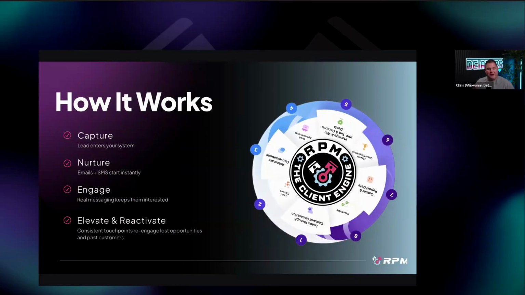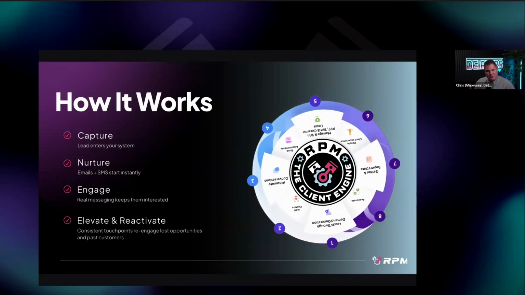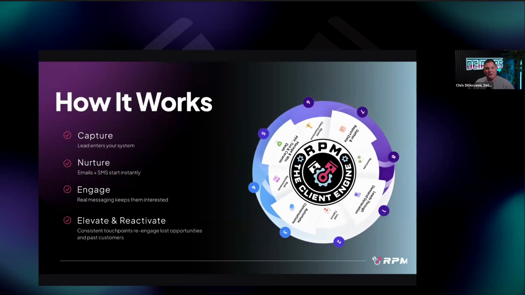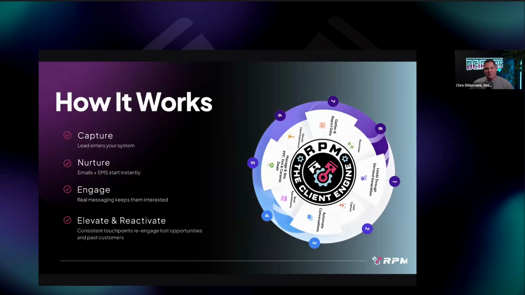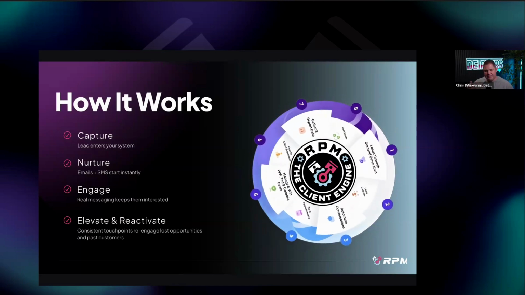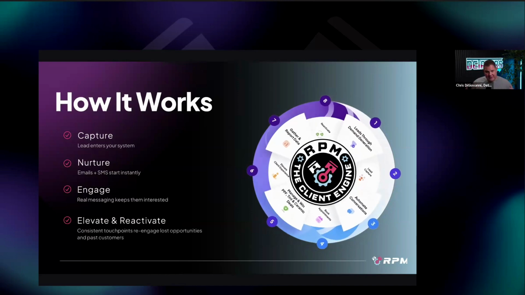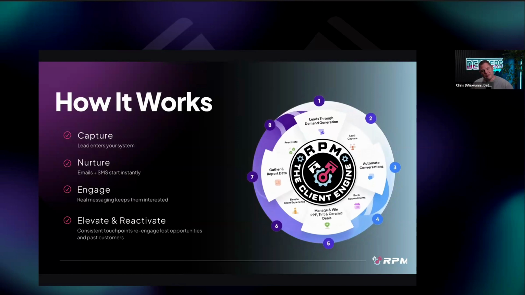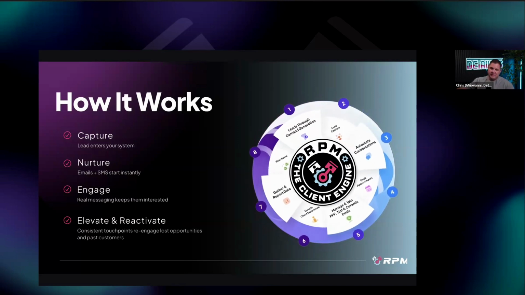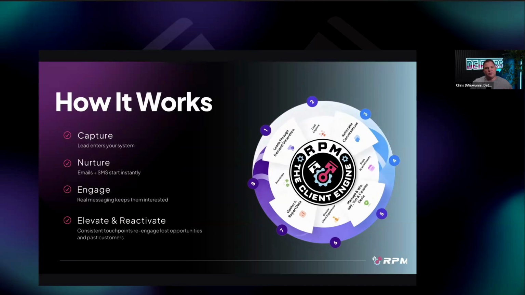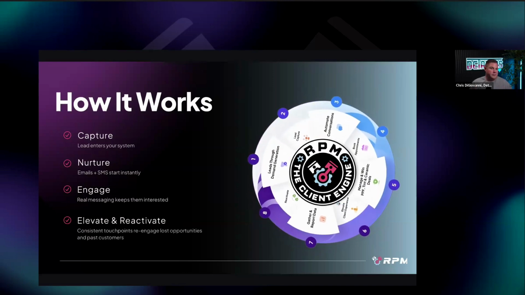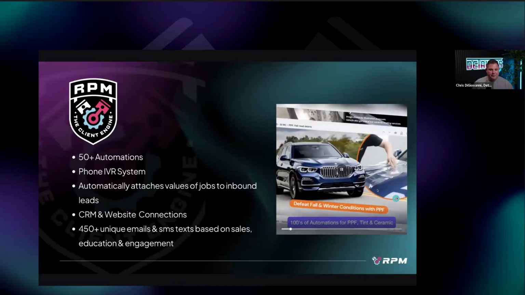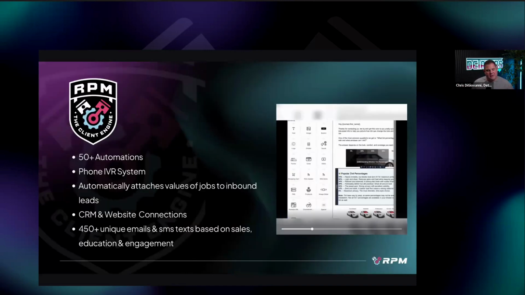So how it works is that RPM at the core captures people, nurtures people, drives engagement, and then the biggest and core piece, my most proud piece, and anyone who's seen my content knows I'm a huge fan of elevating your brand and reactivating your current clients, whether they've been with you for only 3 days, 30 days, 6 months, or 6 years. And that is how you re-engage opportunities and make people who have worked with you become brand evangelists for other people.